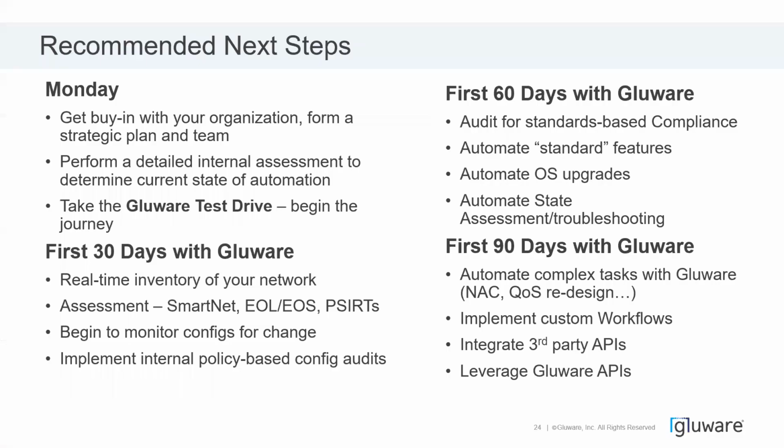So final slide here, plan for action. Monday, so today's Wednesday, so we'll give you a little break. On Monday, meet with your team and get buy-in from your organization. If you don't have a strategic plan, start to form what your strategy is for automation. And next is to perform a detailed internal assessment to determine your current state. We love helping customers with this, understanding what's done manually, what's done with legacy products, what's done with homegrown scripts that they may want to move away from.